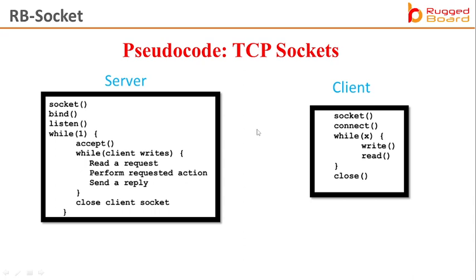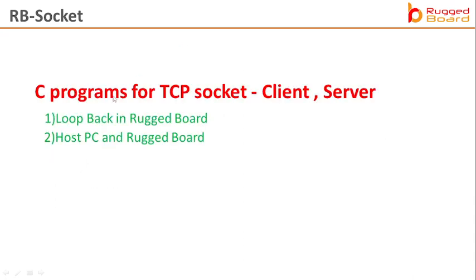Next is the C program for TCP socket client and server. First we have to write a program to have a loopback in the rugged board. Next, we will do it with the host PC and with the rugged board. I will be showing the demo on the host PC and the rugged board. Maybe you can take the loopback on the rugged board as an assignment.